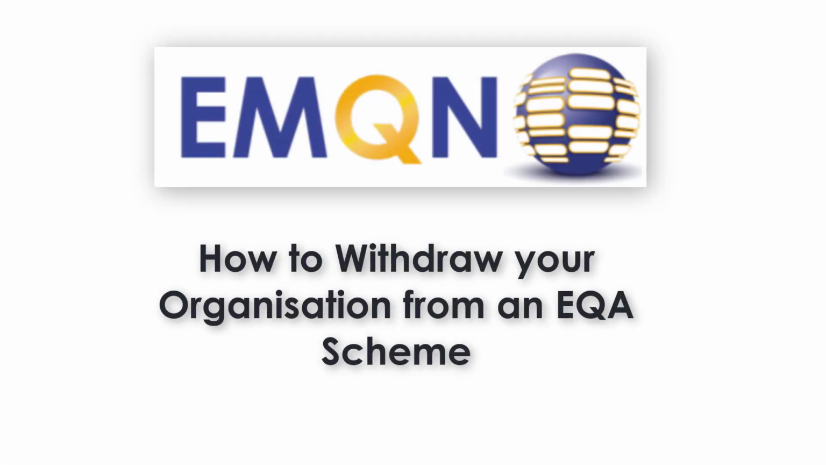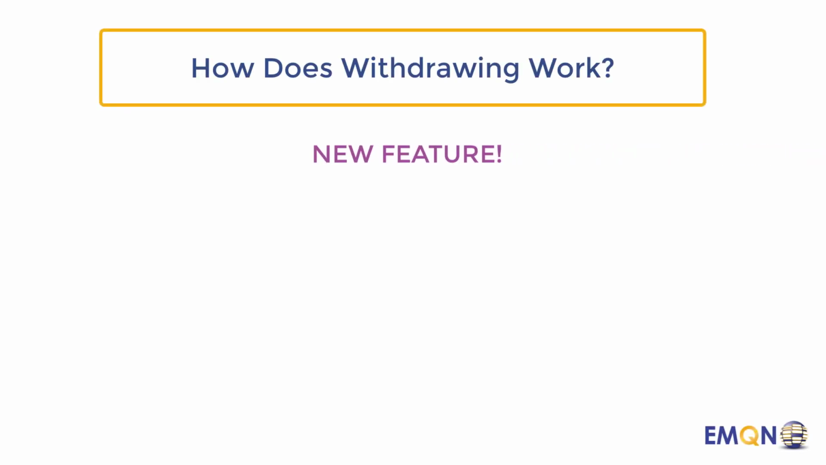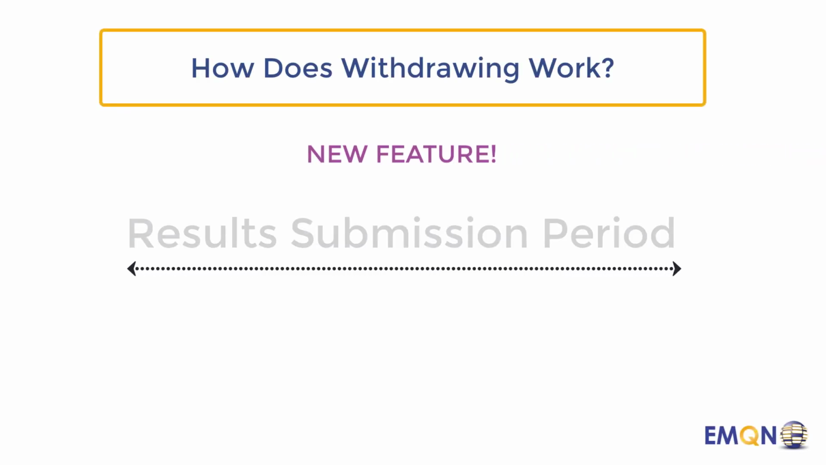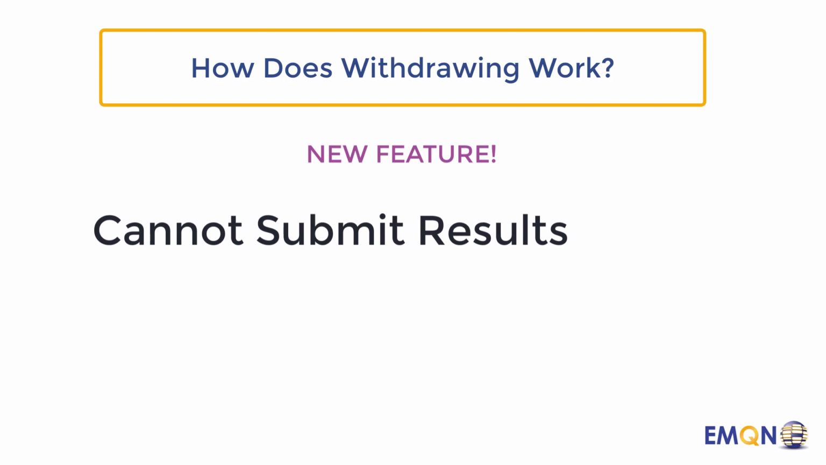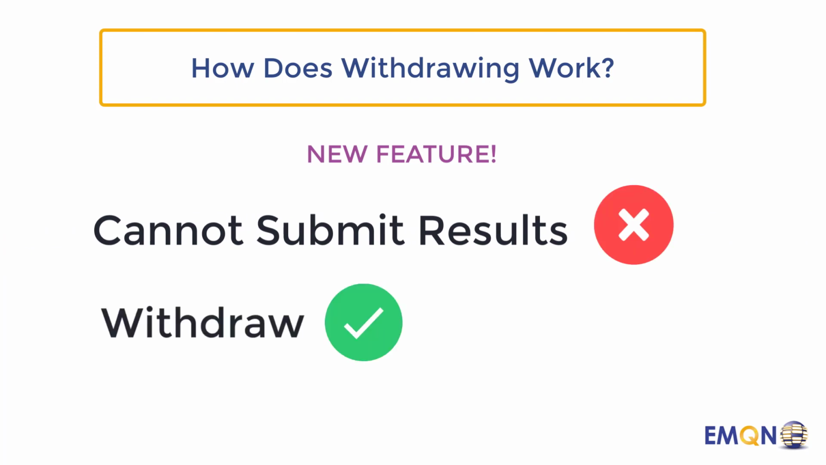How to withdraw your organization from an EQA scheme. EMQN now have an active feature where, during the result submission period, organizations can withdraw themselves from scheme participation. If you cannot submit results for a specific EQA scheme, your organization may choose to withdraw.